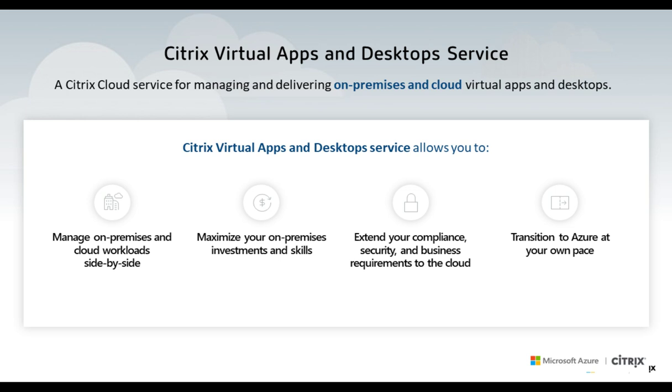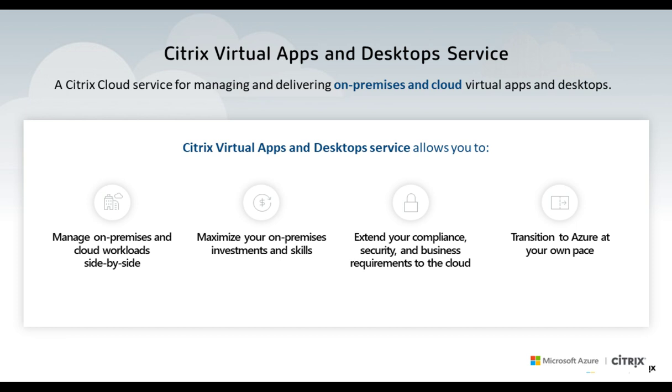So Citrix Virtual Apps and Desktop Service is a service which is running in Citrix Cloud, just like Citrix Managed Desktop is running in Citrix Cloud, and it allows for workloads to run in any location, also on premises. And you can manage your Azure and on-premises workloads side by side. That's a main thing there. You can use the same images for both on-premises or in Azure by using app layering.